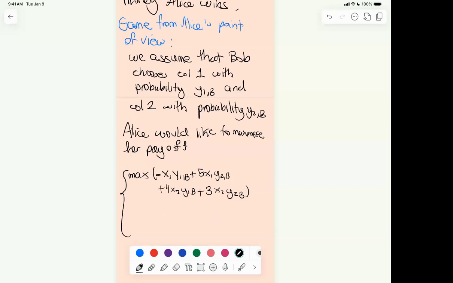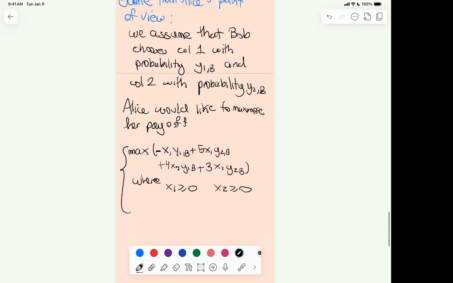So she's trying to maximize her average gain where the variables are non-negative, right? Because probabilities are non-negative numbers. And what is a condition that probabilities should satisfy? Probabilities have to add up to one, right? So you cannot play more than 100%, probabilities cannot go over 100%.